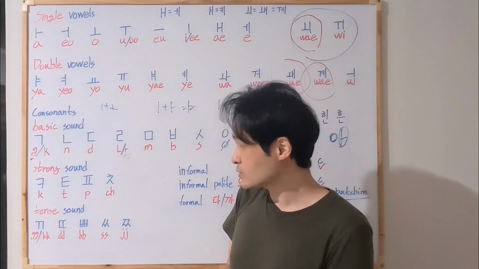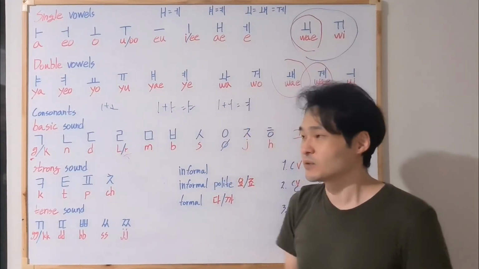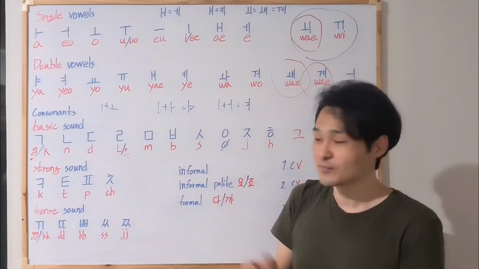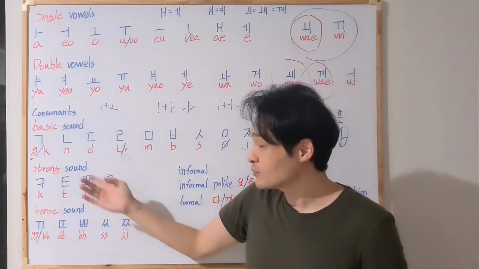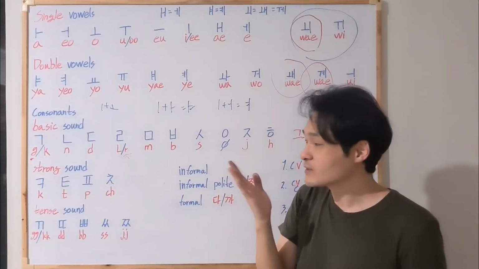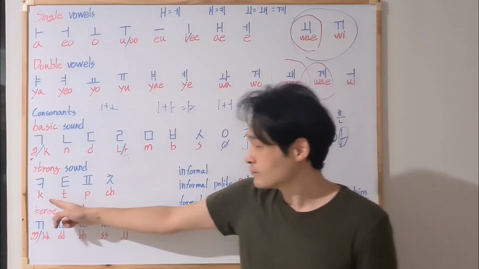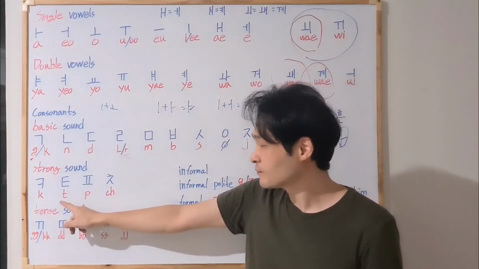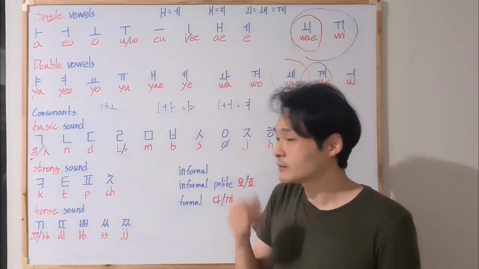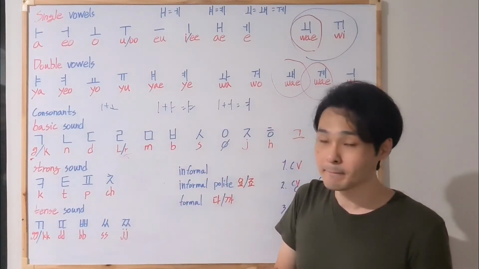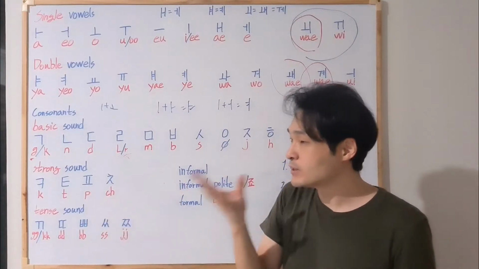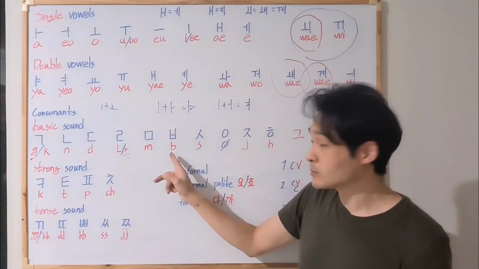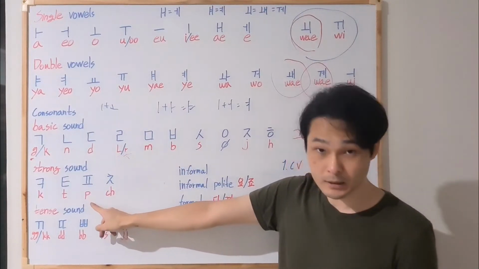The next one, strong sound. When you pronounce a strong sound, think of a small air bubble exploding. So when you pronounce a strong sound, you can feel the air. K, K, T, T, P, P, 치, 치.